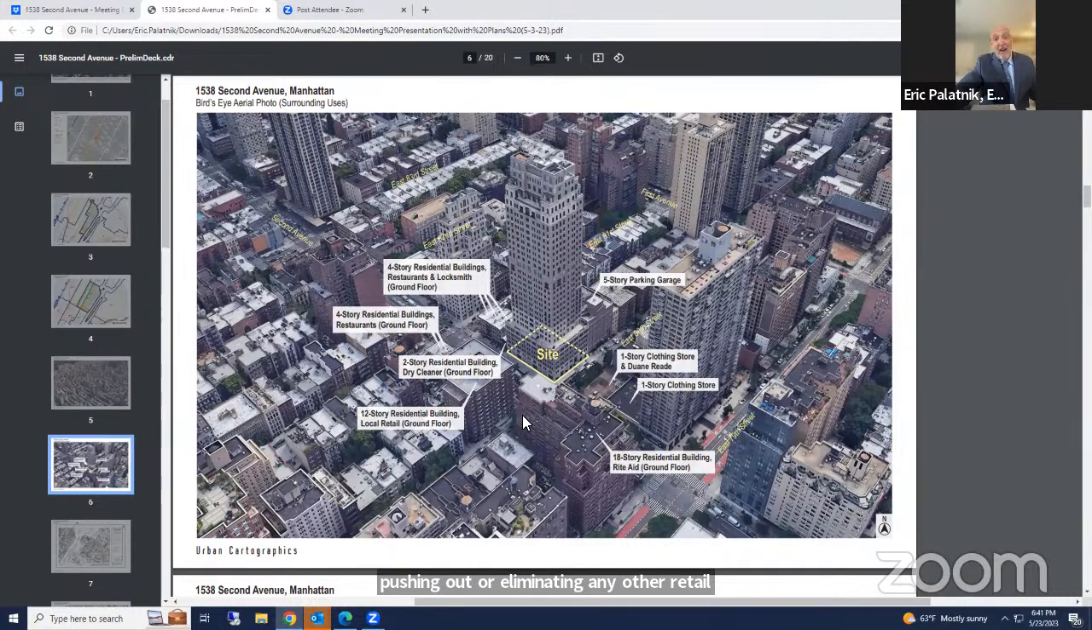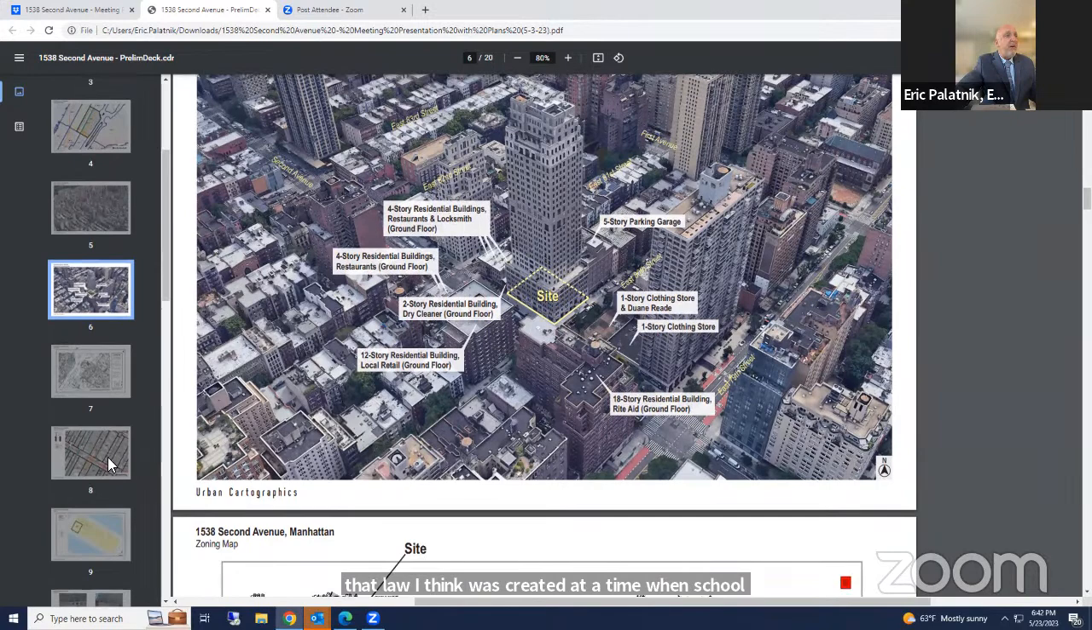When I read that finding, I have to be honest, as a lifetime New Yorker, I couldn't believe I was even reading it, because the Upper East Side is, of course, synonymous with local retail. It's probably got the best local retail in the entire city. But having said that, the law is in place, so we must meet that requirement. And you can see there's plenty of retail around us here. And that law, I think, was created at a time when school seat shortages probably were not in such great demand as they are now.